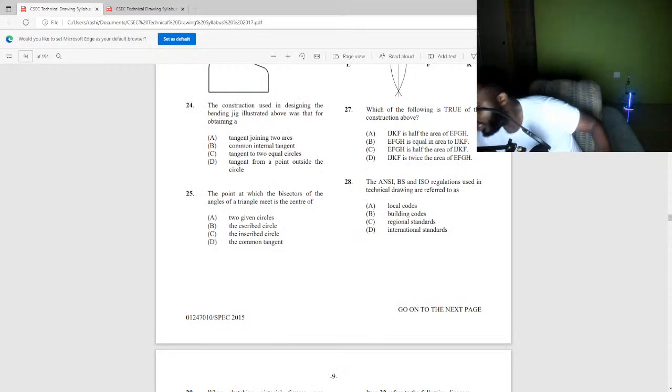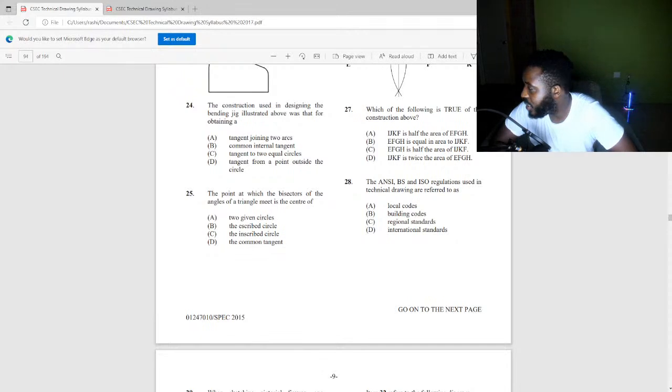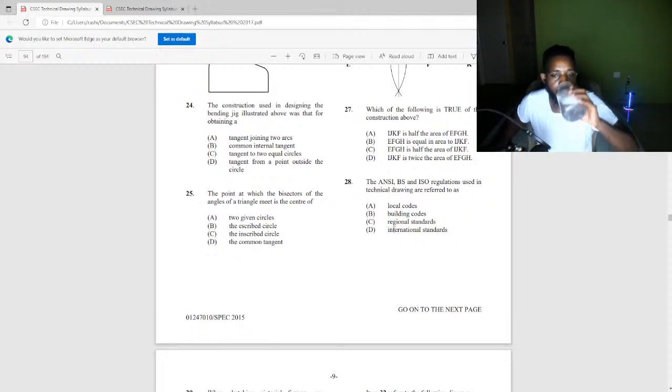Now for this next question, this would have come in the written section of the SBA. I know you have different SBAs, but I think everyone would have had to do a written section that required you to learn about the different codes and standards. So I said ANSI, BS, and ISO regulations using technical drawing refers to international standards. So if you see this question, the answer is international standards.